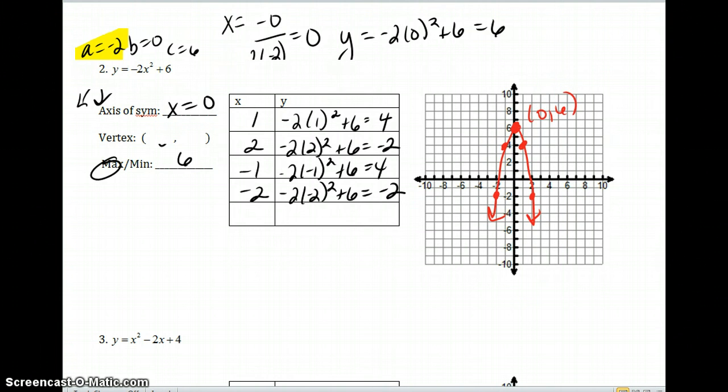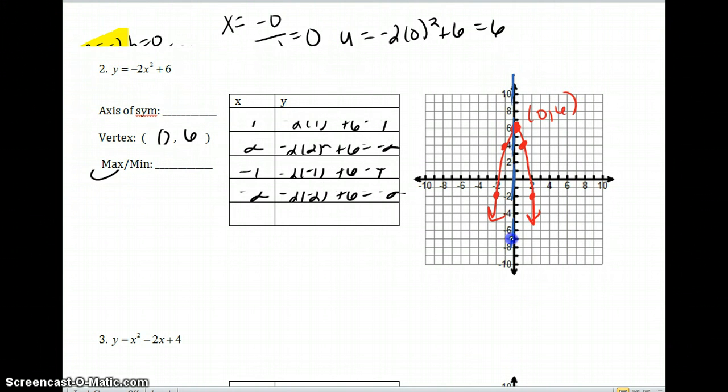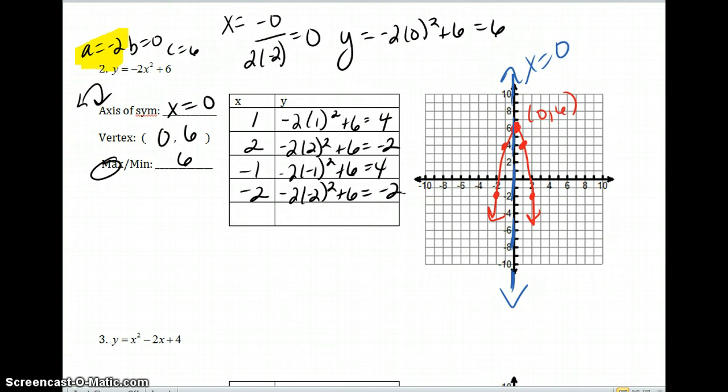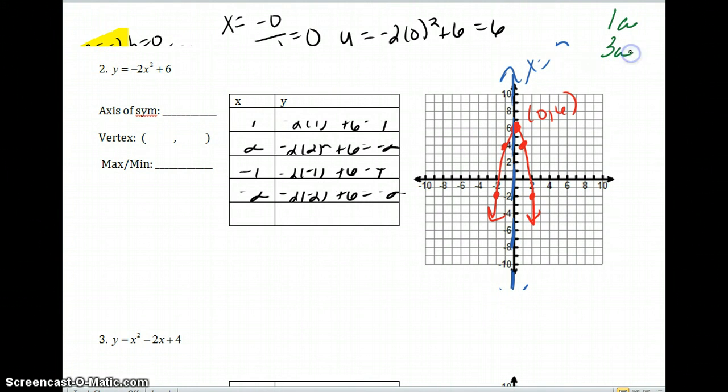Label your vertex. Draw the axis of symmetry as a dashed line, and label your axis of symmetry as well. All right, let's use the shortcut, the 1a, 3a. The a value is negative 2, so we're going to do 1a, 3a.